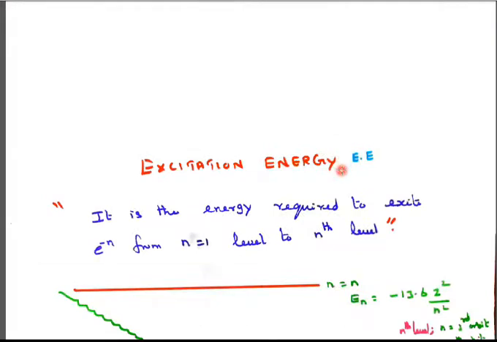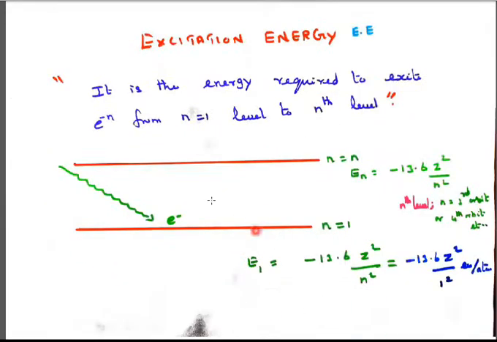Next slide heading is excitation energy. It is the energy required to excite the electron from the first level to the nth level. So here the electron is going to the nth level, and any level short of infinity is considered as the nth level, that is minus 13.6 Z square by n square. The nth level may be the third orbit, or it may be the fourth orbit, like that. So En is equal to minus 13.6 Z square by n square.